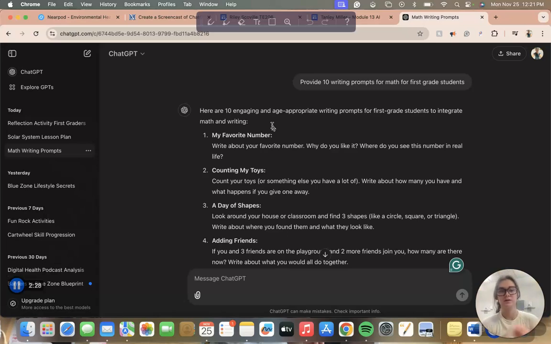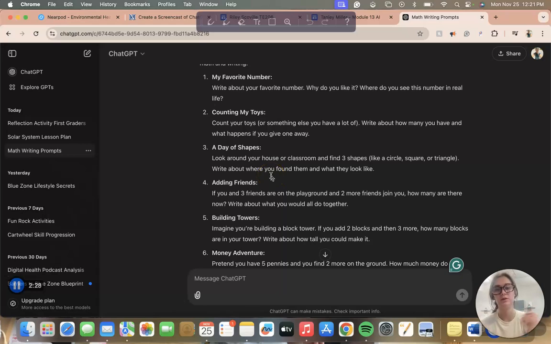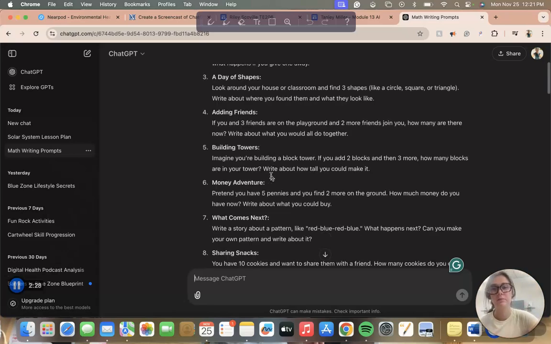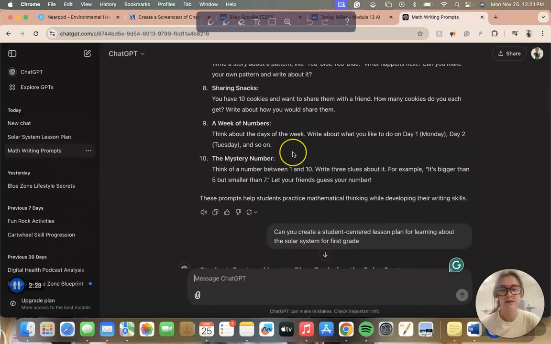is it going to give me something like number 4, where it says if you and 3 friends are on a playground and 2 more friends are with you, how many friends are all together? Very simple, like anybody can make that up for students. But another one I really liked was number 9, think about the days of the week. Write about what you'd like to do on day 1, day 2, and so on.